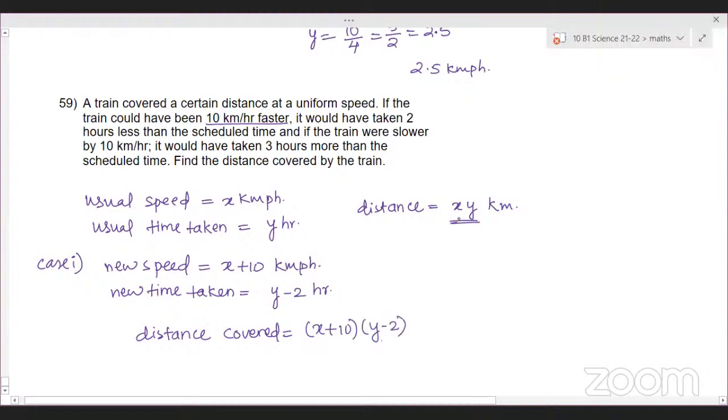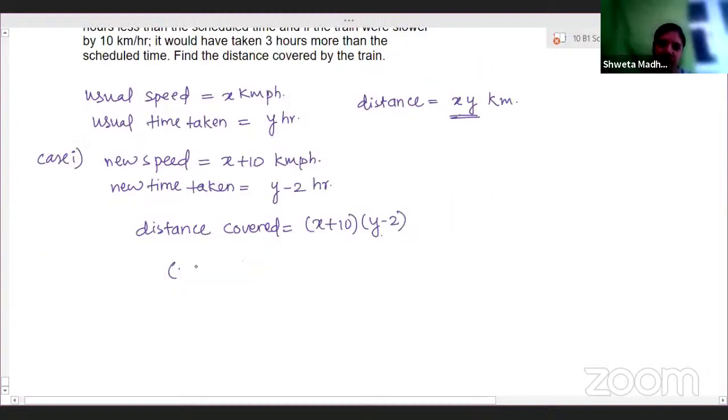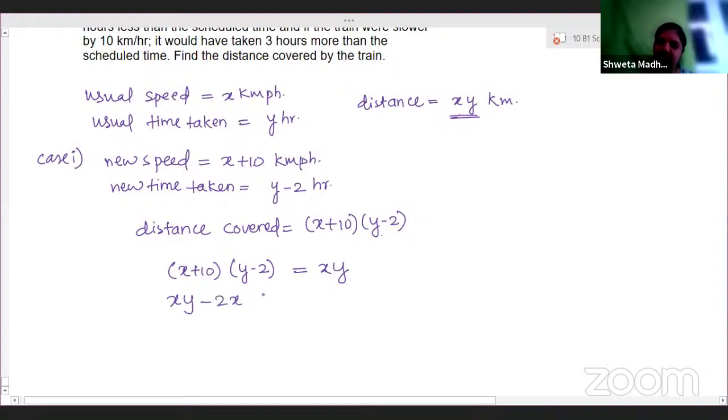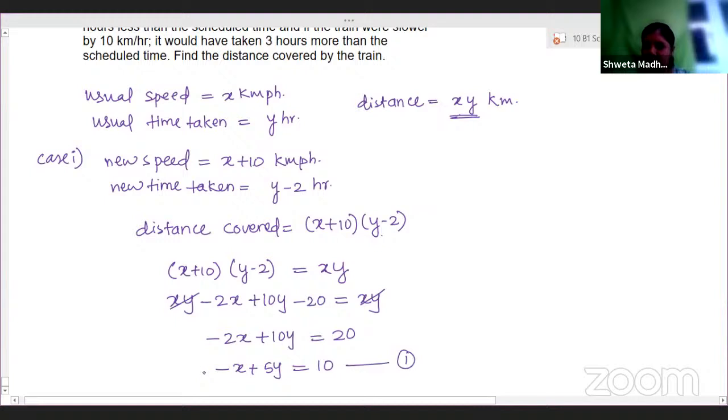This distance covered and the original distance covered are equal to each other, right? So our equation is x plus 10 into y minus 2 equals xy. Expanding, xy minus 2x plus 10y minus 20 is equal to xy. The xy cancels, so minus 2x plus 10y is equal to 20. All are divisible by 2, so minus x plus 5y is equal to 10. This is our first equation. Clear?